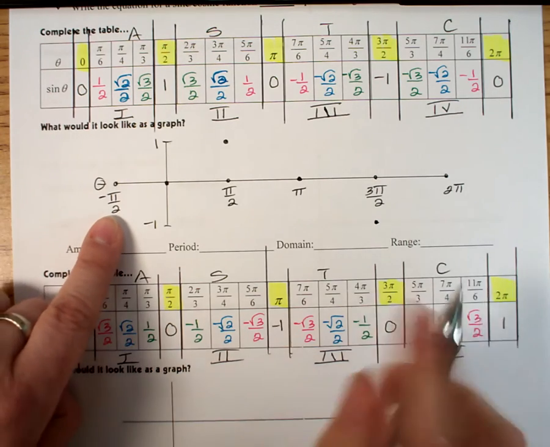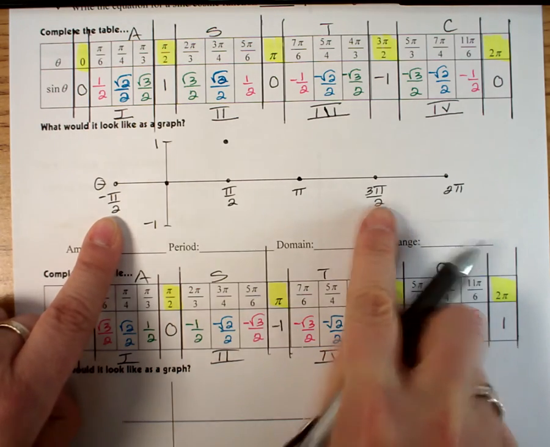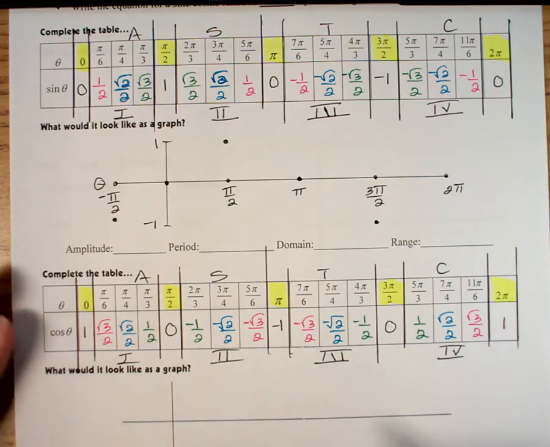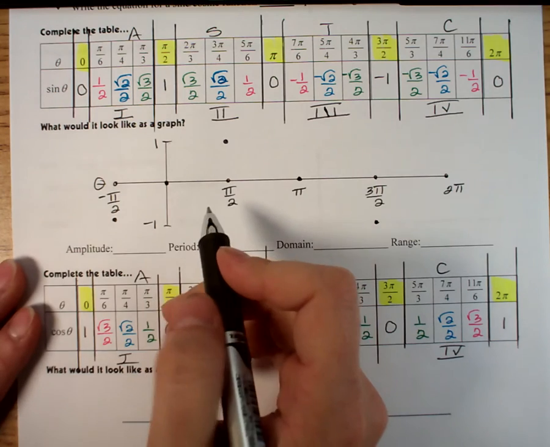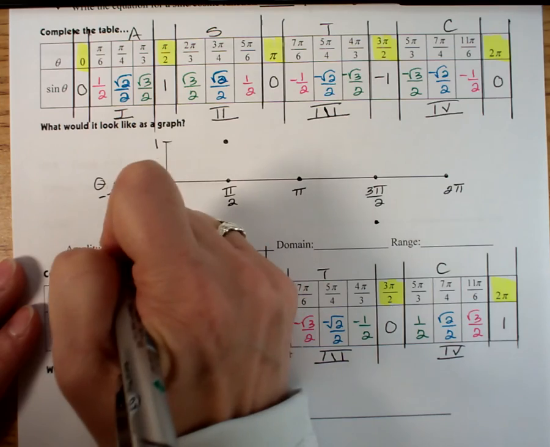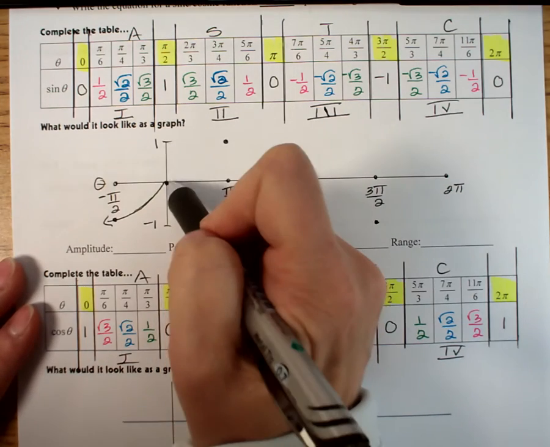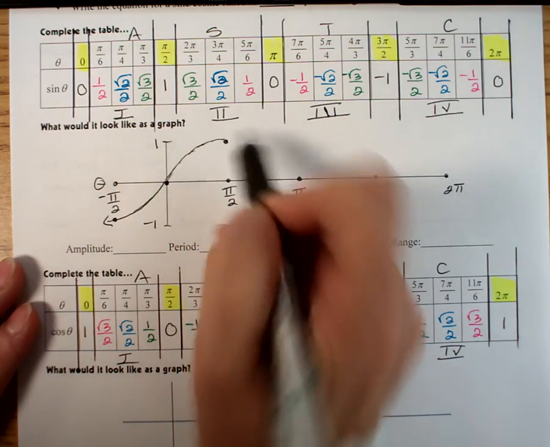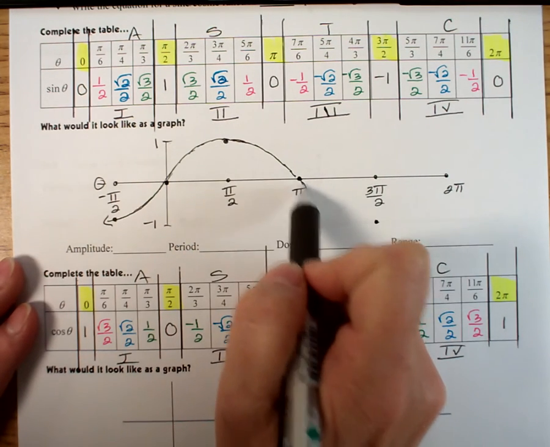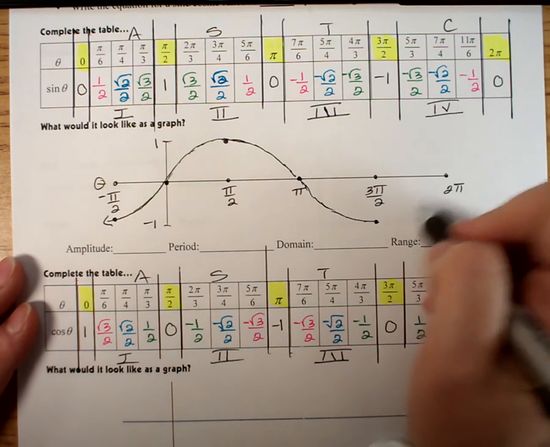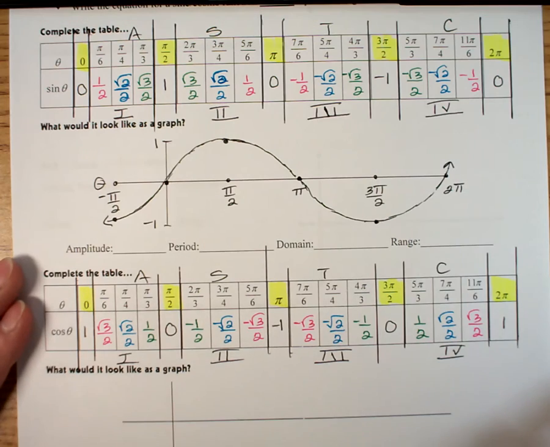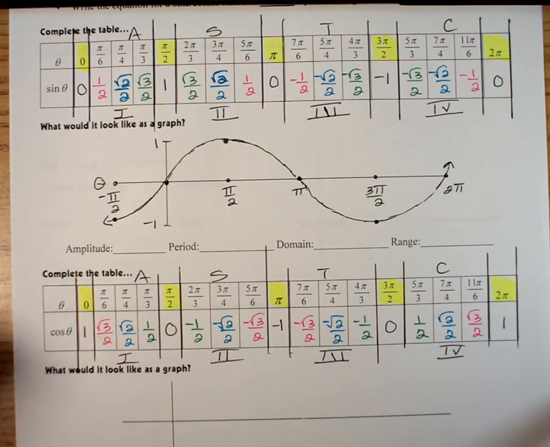Remember, if negative pi over 2 is a coterminal angle for 3 pi over 2, then this should also be a negative 1 right there. Now, if I connect these dots, making a nice smooth curve, I'm going to put an arrow there. This is going to come up, reach that high point and come back down. It's going to scoot back down and come back up again. That is what we would call our parent sine curve.